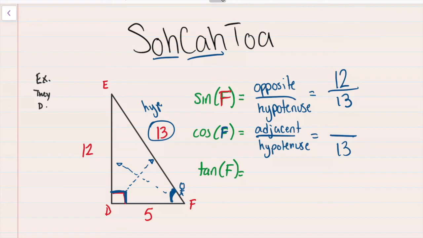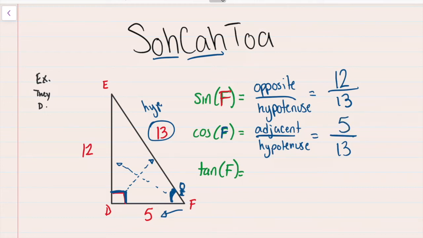And on top, adjacent, we're still talking about F here. Well, adjacent means the side that's right next to it. Now, the side right next to it is already the hypotenuse. We don't want that. We're going to want the other side next to it, which will be 5. So the cosine of F is 5 over 13.